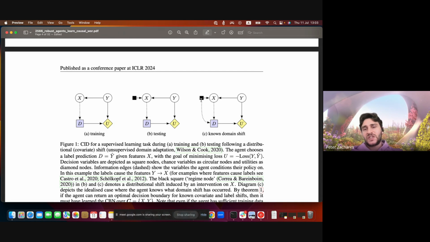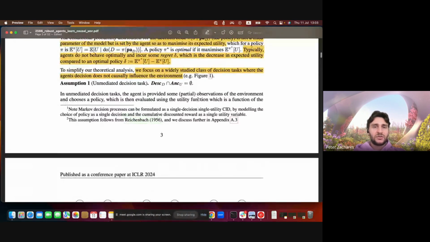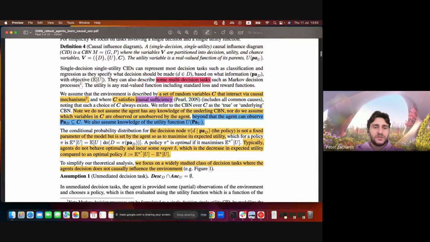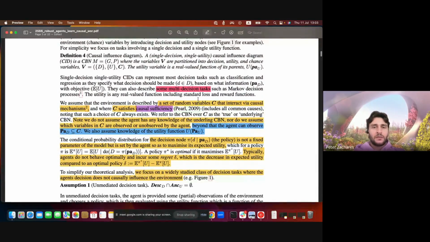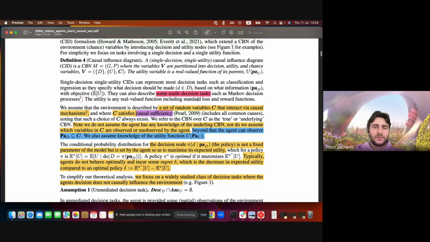And then C is showing you another causal influence diagram where you actually know the domain shift. So you know how things have changed in your world, and you take that into account when you make a decision. So this is more notation than anything else, but it introduces the idea of a causal influence diagram. Oh, I do have to go into policy.